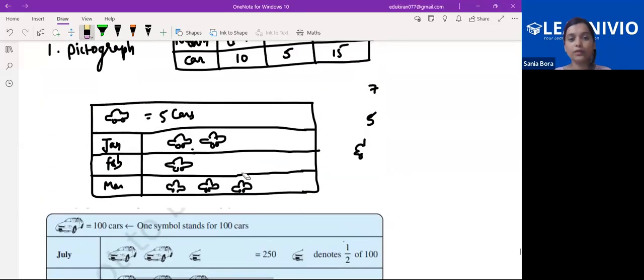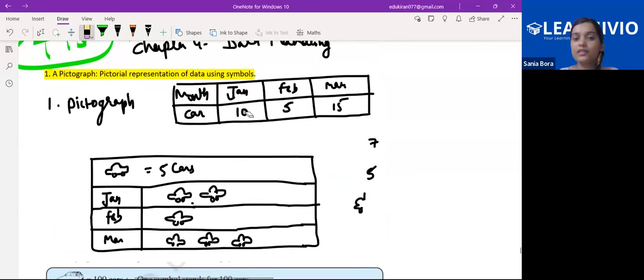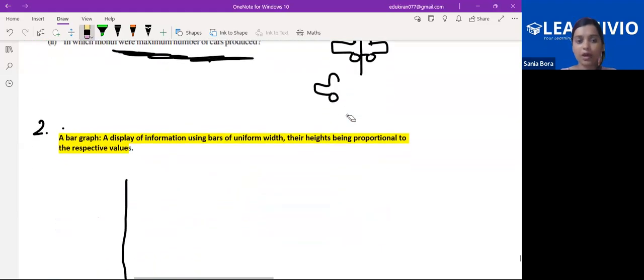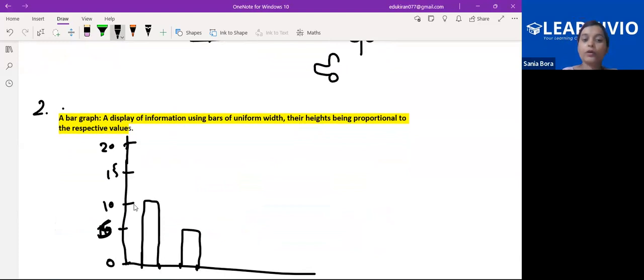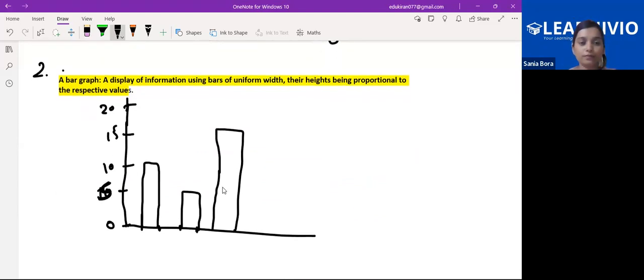So for example, I got a data. The same data I am using: in the months of January, February, March, 10, 5, 15. So first I will make here 0, 5, 10, 15, and 20. The first, January month, was 10, so I made it 10. The February month was 5, so I made it 5. The March one was 15, so I made it 15. Clear, everybody? Got it?